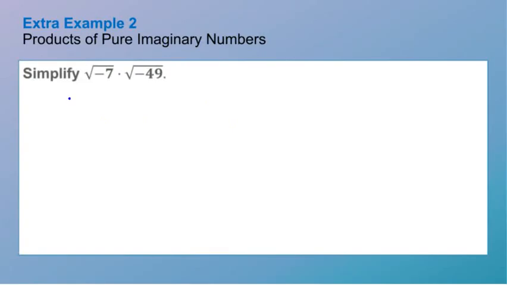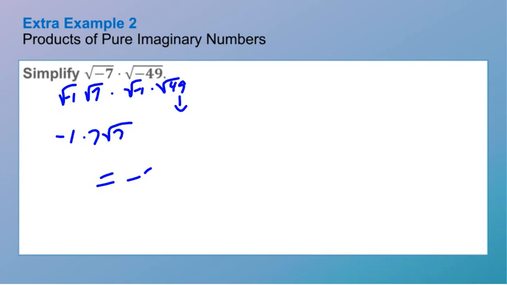Next, I have negative, this would be square root of -1, square root of 7 times square root of -1 times the square root of 49. The square root of -1 times the square root of -1 is -1. This is a 7 times 7 times the square root of 7. So my final answer would be -7 square root of 7.